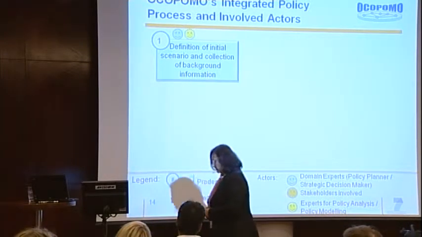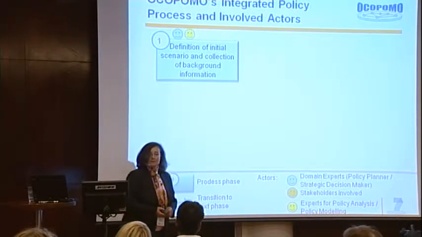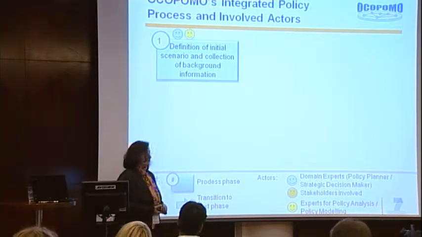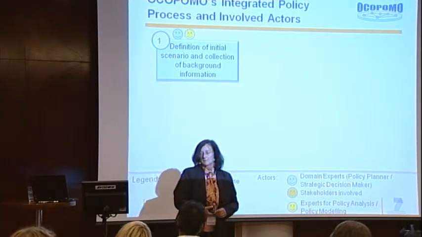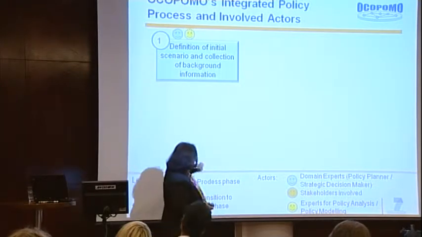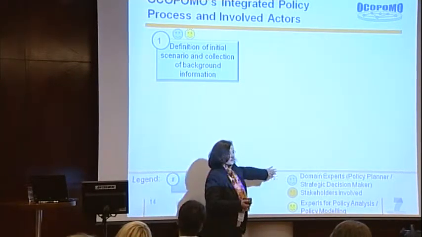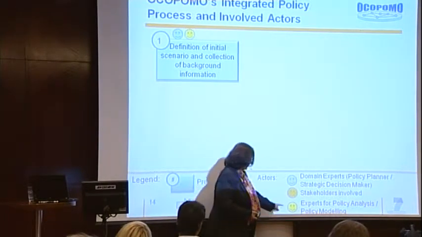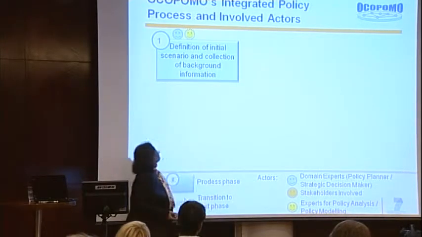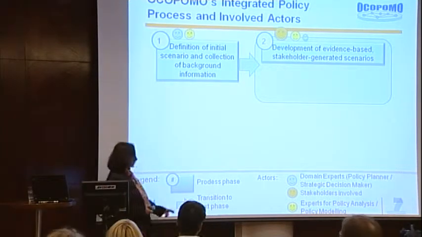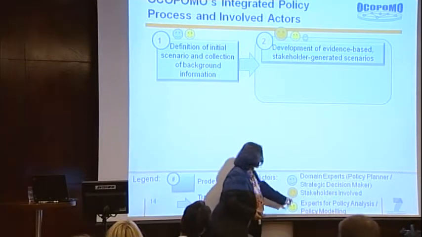Now, in order to engage people, we need a starting point. And the starting point is a narrative scenario, an initial scenario, which is fed with background information to evidence the starting point. This means that in this initial phase, we have domain experts, those who want to trigger this policy and who have expert knowledge in it, and facilitators, who come up with the scenario description, so that in the next phase, when we involve the wider stakeholder groups, they have a good understanding of the starting point.